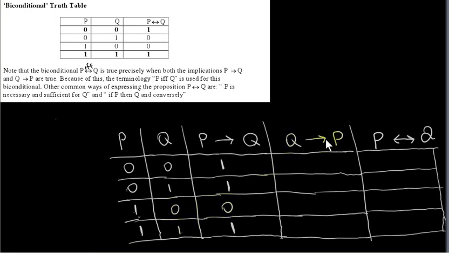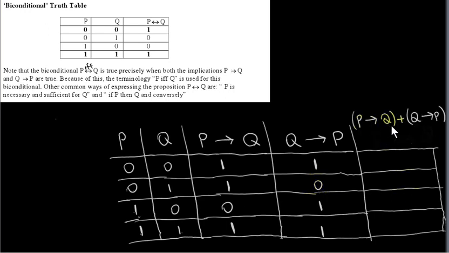Now let's look at Q implies P. If Q is false, then Q implies P is true, as it is for this first row. It's true here as well. And Q implies P is true if Q is true and P is true. And here we have the 1, 0, 0 situation. Q is true, P is false, so Q implies P is false.